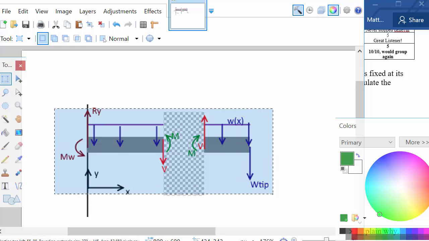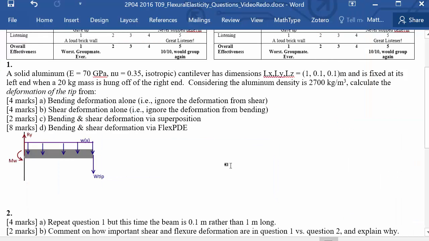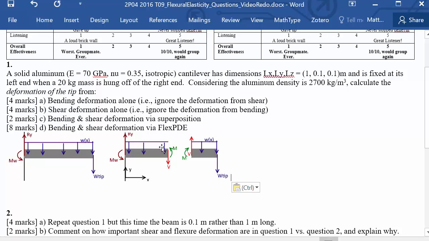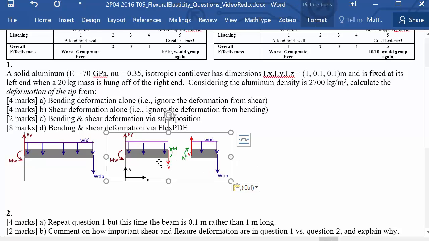So if we copy this and then paste it into this document here, then it gets rid of those checkerboard things on the background. So that's gone. So now we're all good. So this is a good diagram to use to draw the internal shear force and bending moment. And we can use this now to figure out what those are.